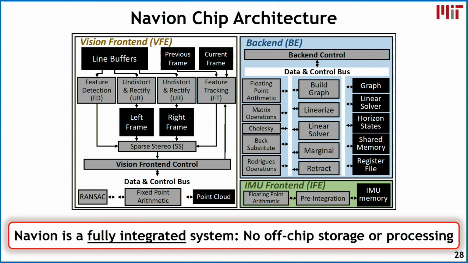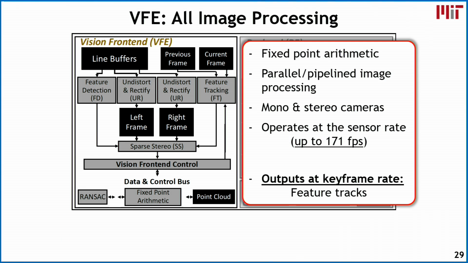Let's talk briefly about the chip architecture itself. Shown here is an image of the chip architecture. We can see here on the left-hand side is the vision front end, on the bottom side is the IMU front end, and at the top is the back end itself. One of the key goals of our work is that we want to fully integrate all these different components onto the chip itself, because we want to avoid costly off-chip storage and off-chip processing, because it increases the overall energy of the system as well as the overall cost. So imagine if you want to put this on a small drone, you want to minimize the number of off-chip components. I'll just quickly highlight some of the key properties of each of these particular modules.